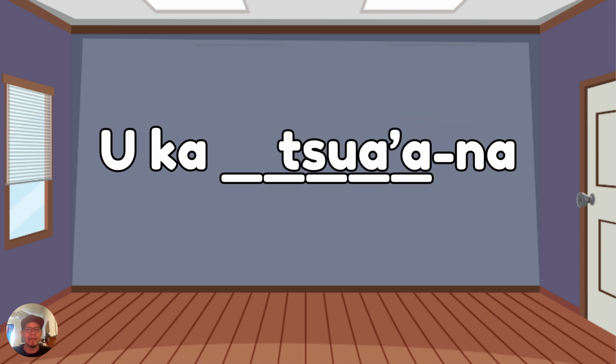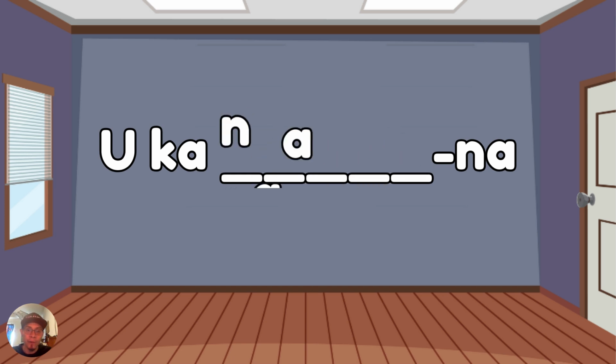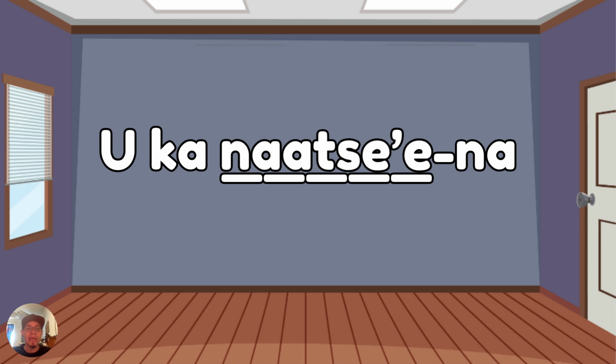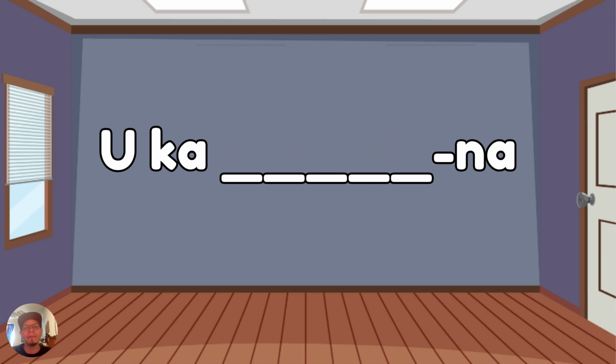First, let's check out this sentence. Uqatsa'ana. This can be translated as "when you were a girl." Or we might replace girl with boy and say uqanatsi'ina, which means "when you were a boy." So let's break this down a little more to understand it.